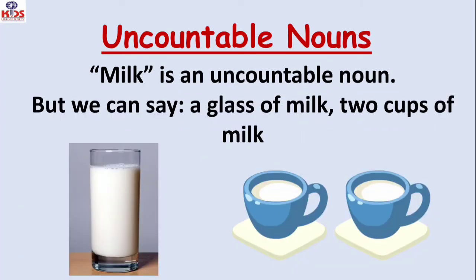Well, a lot of times different types of food and drinks are also uncountable. For example, milk. We do not count milk. We cannot say that I have 1 milk or I have 6 milk. But what we can do is we can add a container to this word or we can add an amount. So what we can say is I have a glass of milk or I have 2 cups of milk.